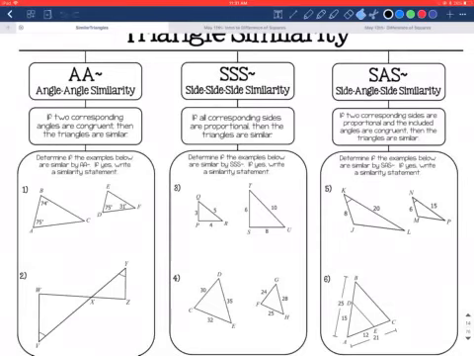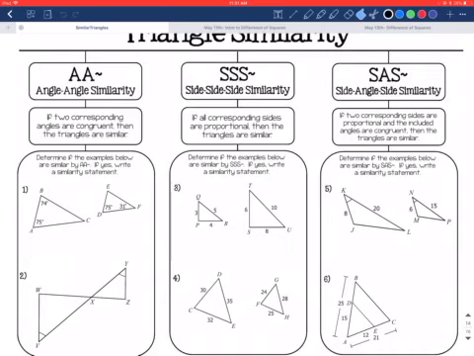All right, so triangle similarity. What we have here is three different postulates, just like the five that we had for congruent triangles. We have three postulates for similar triangles, that if this is true, then we know the triangles are similar. So the very first one is just AA, angle-angle similarity. So if two corresponding angles are congruent, then the triangles are similar.